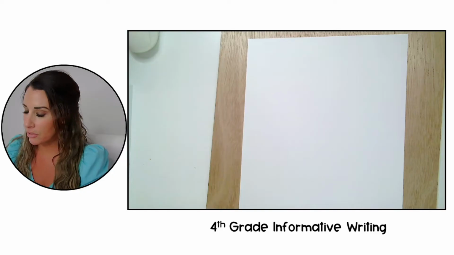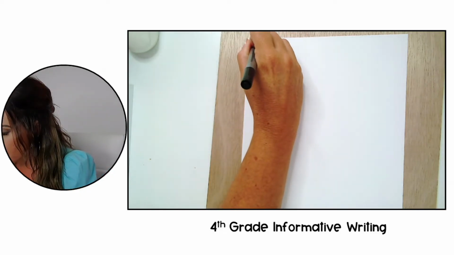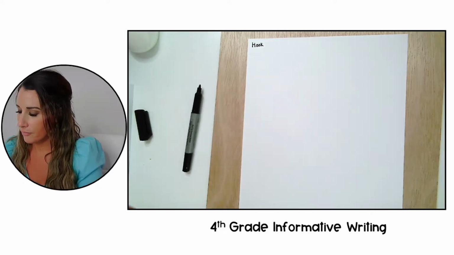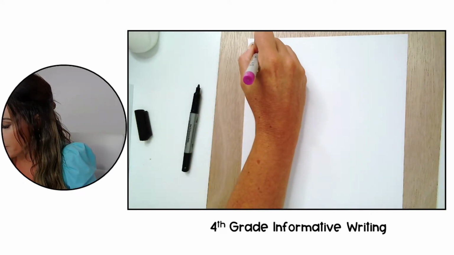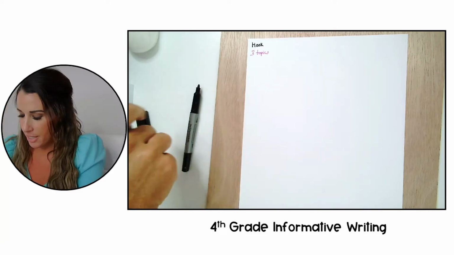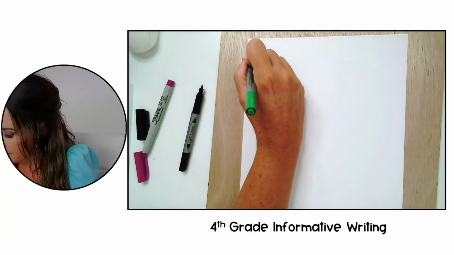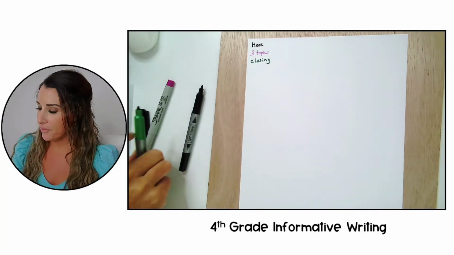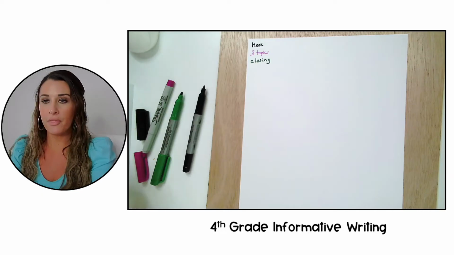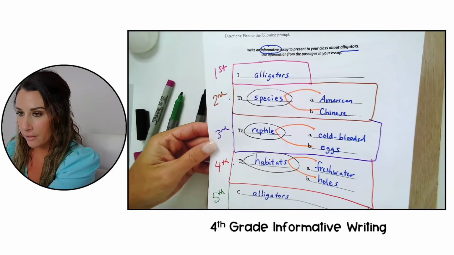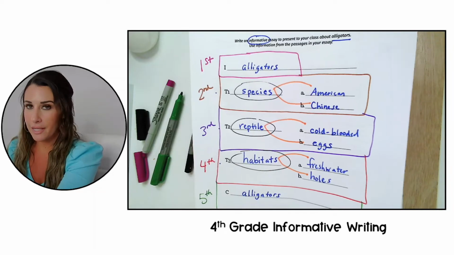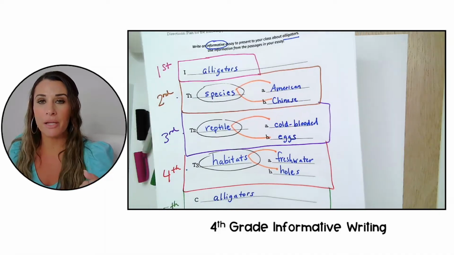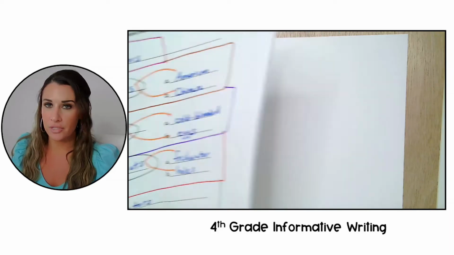So I'm going to do a little cheat box up here and just remind you that the introduction paragraph has a hook. It has a 3-topic sentence where you name your 3 topics. And it has a closing sentence, just so we can remember. Okay, I'm going to put that up at the top. Now, I'm going to start with my hook. Remember that my topic is alligators. I have my planning here, so I need to ask a question or make a statement, some type of hook to get my reader's attention and introduce the topic of alligators.